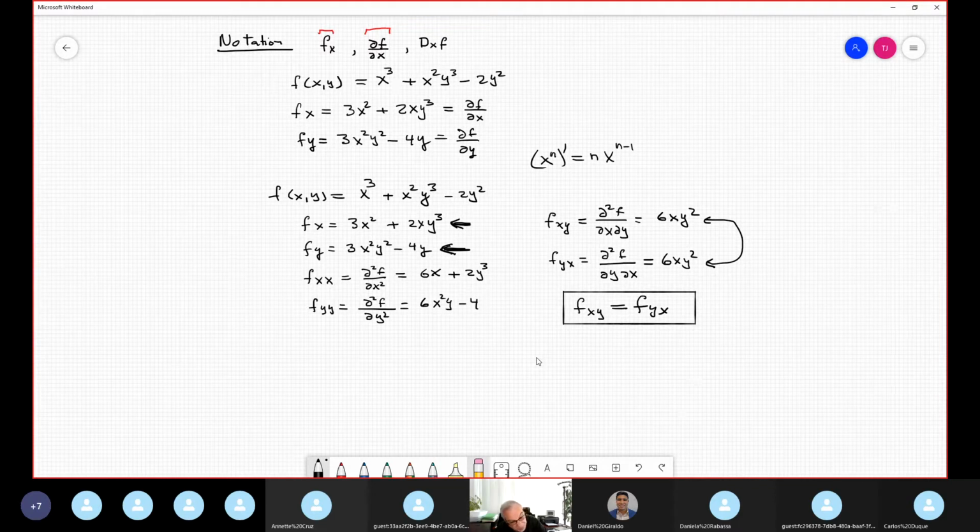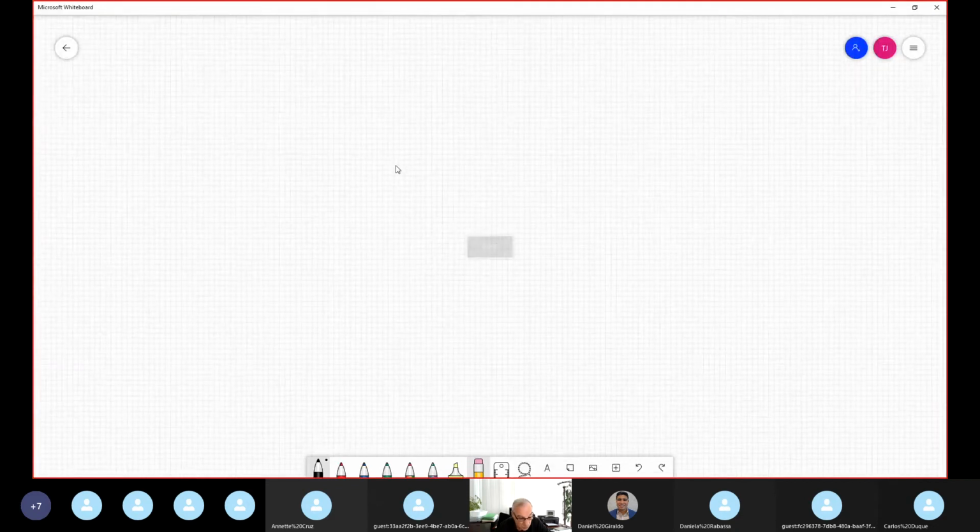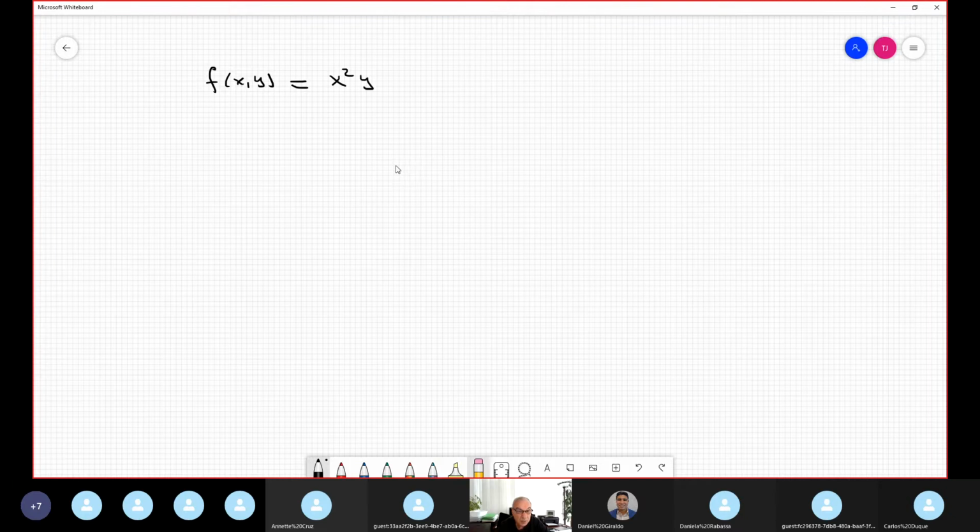x is constant. But let me see another example. Another easy one, and you help me. Come on, I need help. This is super easy. Suppose we have the function f of x, y equals x squared y squared. I need everything: the partial derivative with respect to x, the partial derivative with respect to y, the partial derivative xx, and the partial derivative xy. By the way, confirm yx.